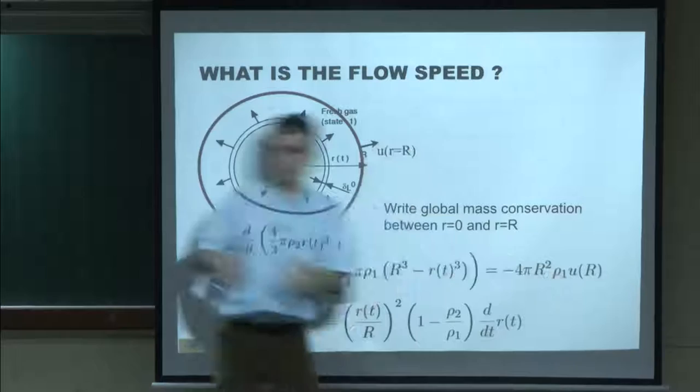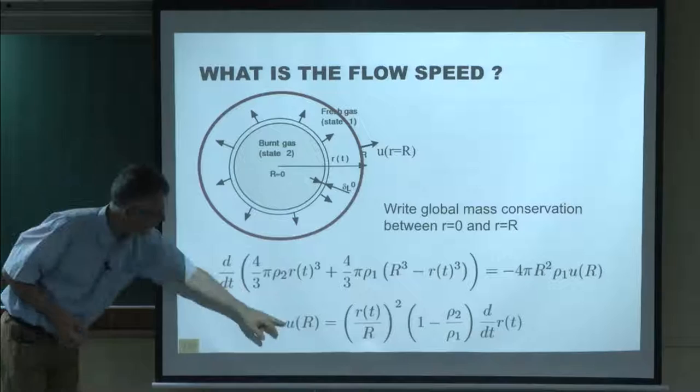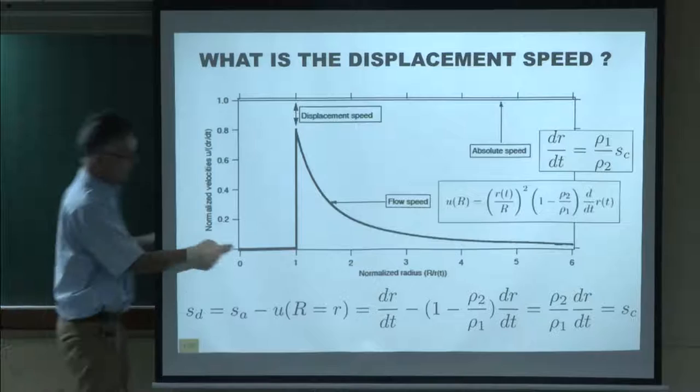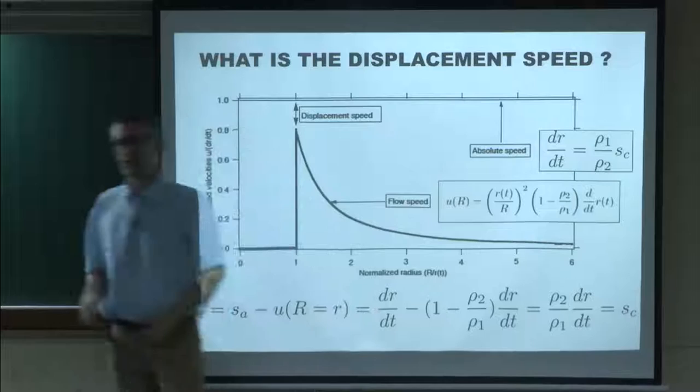And the total mass in the box, it's easy. It's the mass of burned gases plus the mass of the fresh gases. So again, you derive that and you find this expression. And if you plot this expression, it looks like this. So this is the center of the explosion. Zero speed for the burned gases. There's a maximum speed here, and then the speed decreases as a function of 1 over r squared. So this is, again, this blast effect.